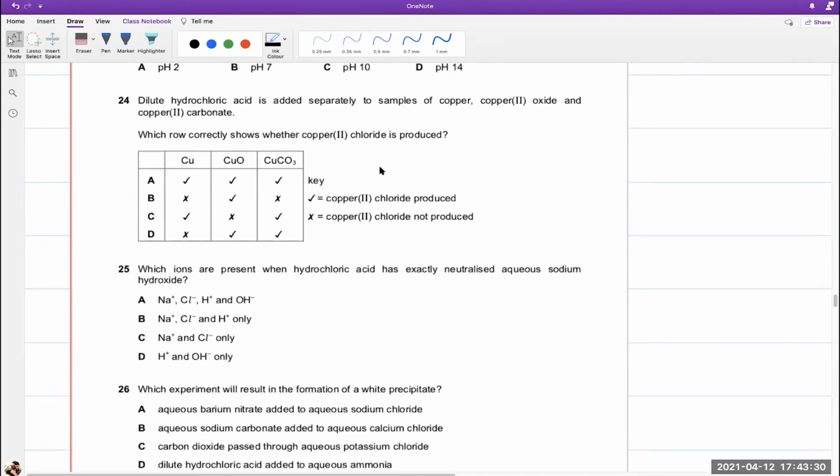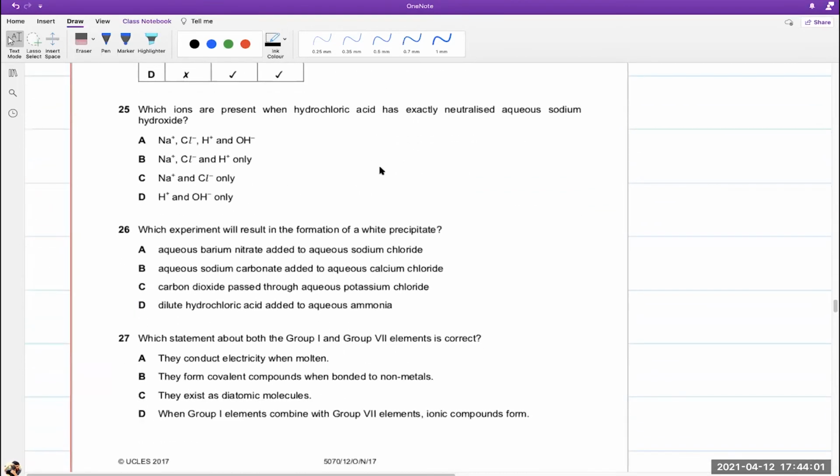All right, dilute HCl is added separately to samples of copper, copper 2 oxide, and copper 2 carbonate. We are adding acid, okay? We know that dilute acid do not react with pure copper, but they do react with its salts. So copper 2 oxide से reaction हो जाएगा. Copper 2 carbonate will react with it, but pure copper will not react with it. It's dilute acid. A hydrogen ion is more reactive than copper. So we are going to get D as the answer.